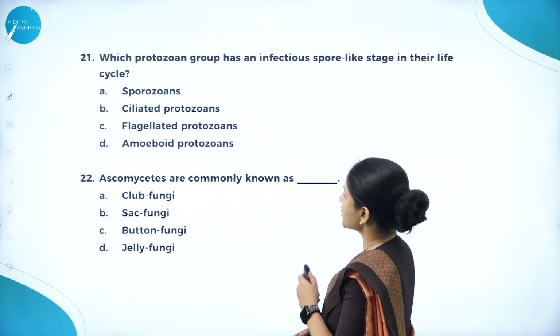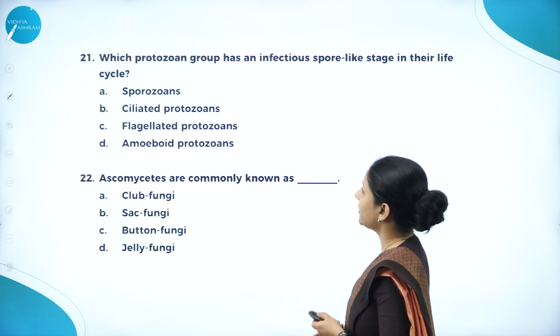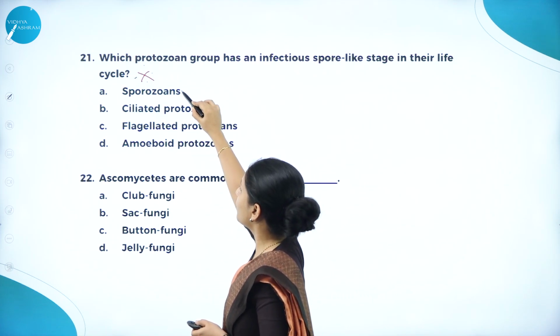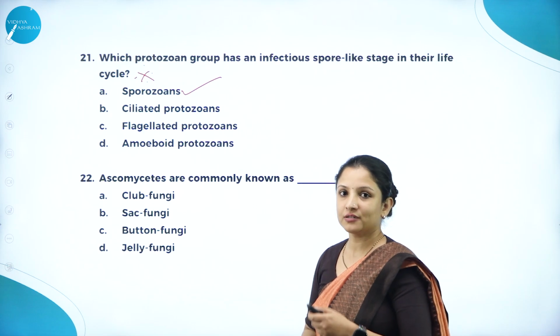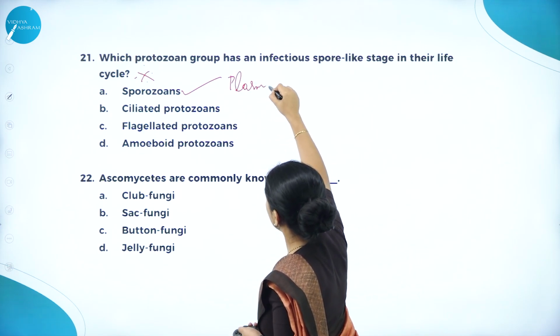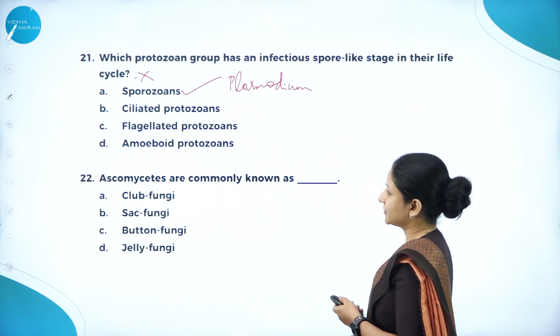Next question. Which protozoan group has an infectious spore-like stage in their life cycle? All these are very important MCQs. It is sporozoans. Or instead they can give the example as Plasmodium. That also can be asked. Sporozoans is the right answer here.